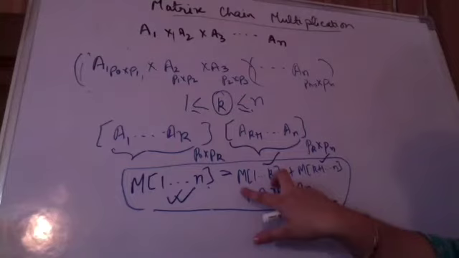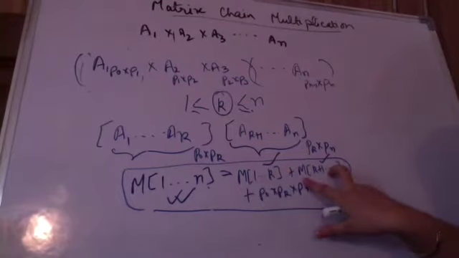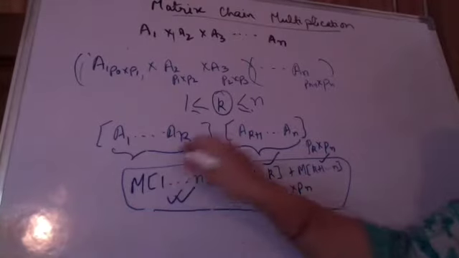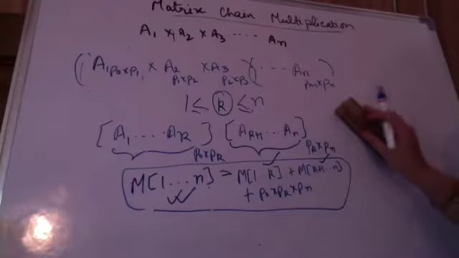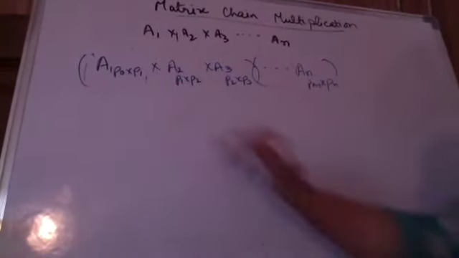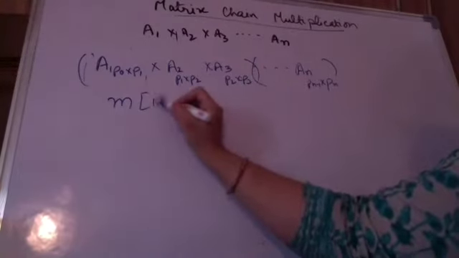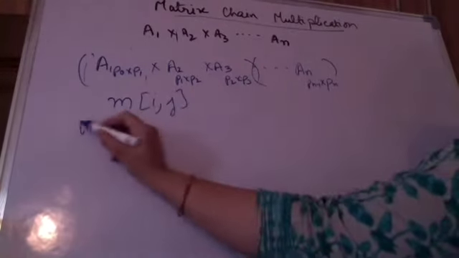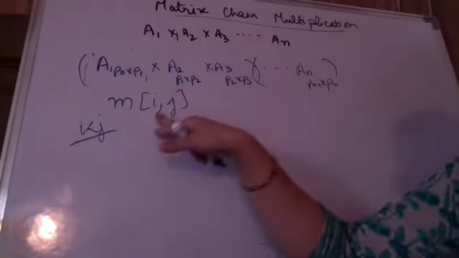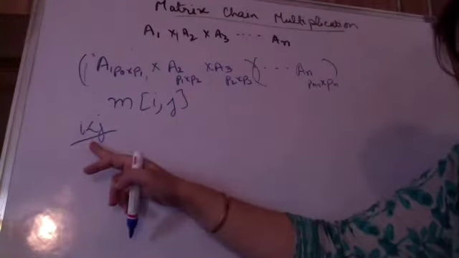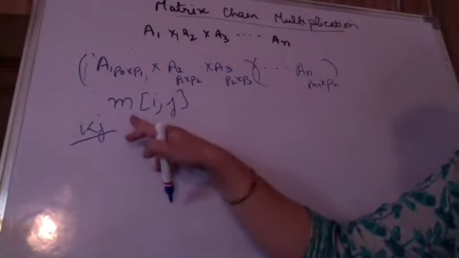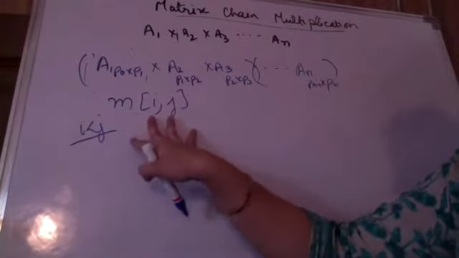Because I have to calculate again for this one, and again for this one. So far I have only done it for the main chain. I have to repeat the same procedure for the individual chains. So what am I doing? I am trying to find the number of scalar multiplications m[i,j] where i is certainly less than j. I am trying to find the number of multiplications. I am not saying i is less than or equal to j. i is definitely less than j. So I'm trying to find the minimum number of multiplications required to multiply the matrices.